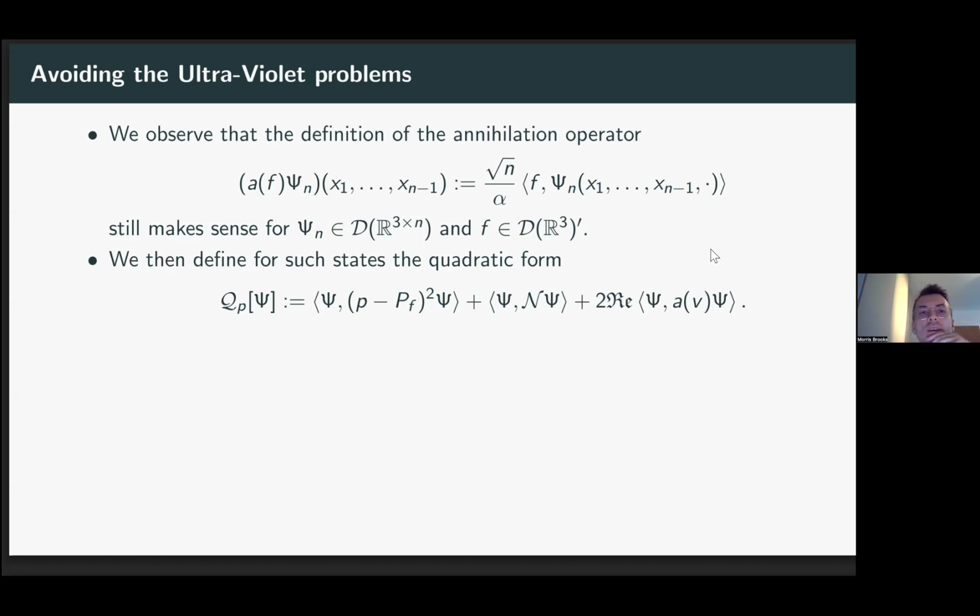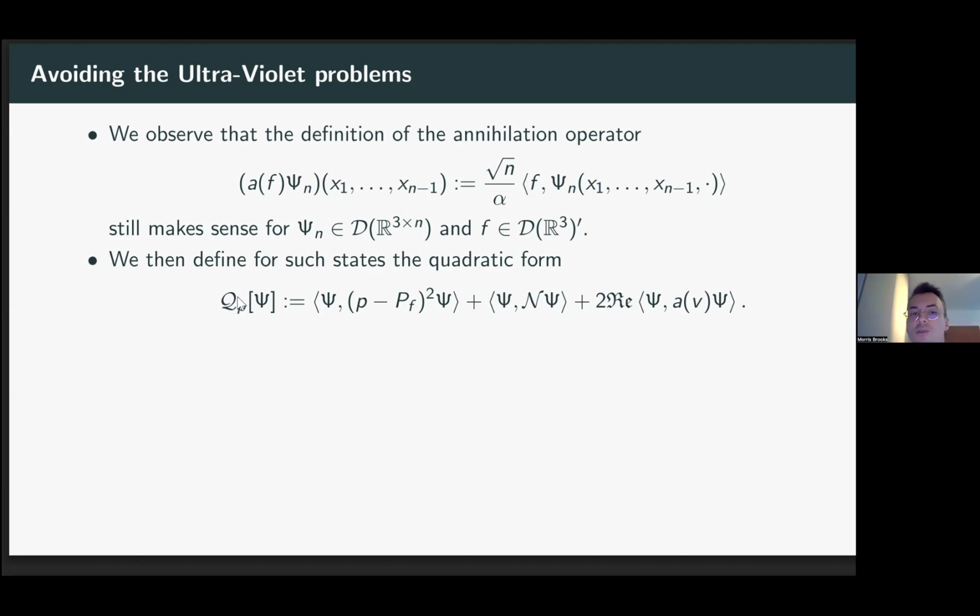What you do is, first of all, you observe that the annihilation operator is still well defined in case you take an n particle function psi that is a test function, so let's say compactly supported and C infinity, and f is a distribution on R3. Then this definition makes sense pointwise, and the function you get here is still compactly supported and at least continuous. Okay, so with this at hand, I can now define a quadratic form.